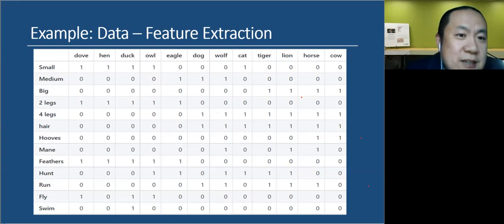So from the data, you can see that we define the size of the animals, the small size or medium size or big size. How many legs do they have? Do they have hair, hooves? Are they mammals? Are they hunting? Can they run or fly or swim? So that is quite easy to understand. If yes, we put 1. If no, we put 0. So the data is very straightforward.